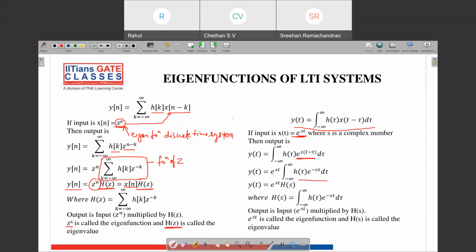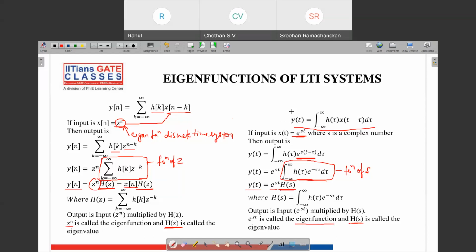And this integration, if you see, is again independent of time t, and it is a function of s. So this is a function of s, and we call it h of s, and that is what we call the Laplace transform of h of tau, or you can say h of t also if it is a function of time. So in this case also, the output is the same as the input, which is e to the power st, multiplied by some constant which is independent of time. Here h of s we call an eigenvalue, or you can say it is a Laplace transform also, but in this slide we will call it an eigenvalue, and this e to the power st we call the eigenfunction of this continuous time LTI system.